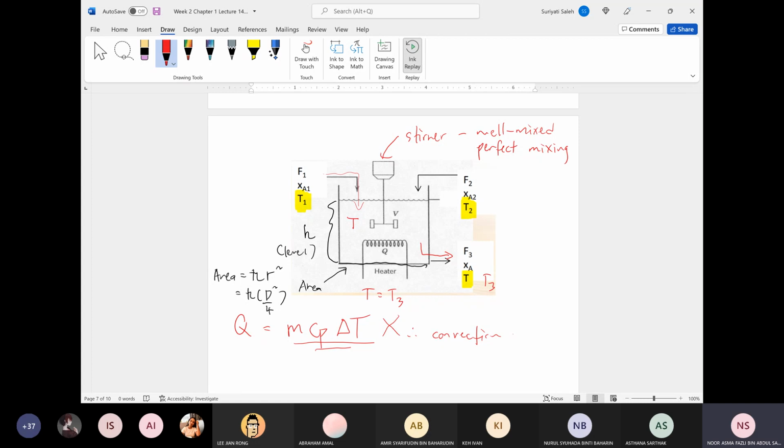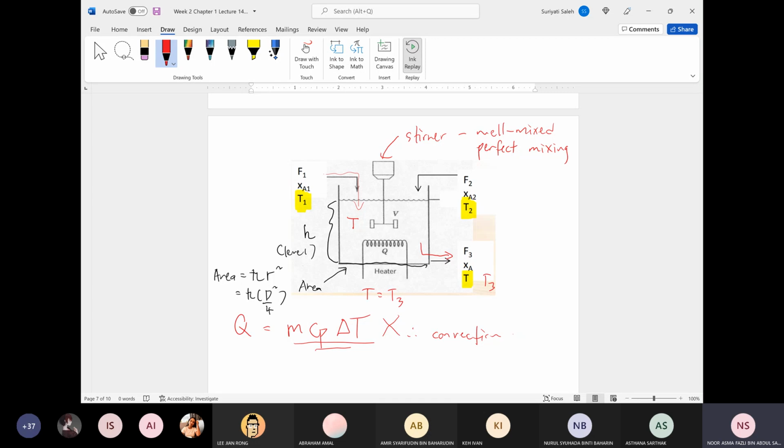And the other way around, if the exit flow rate is too large compared to the inlet, then the liquid level will keep decreasing. When it keeps decreasing against time, eventually your tank may become empty.